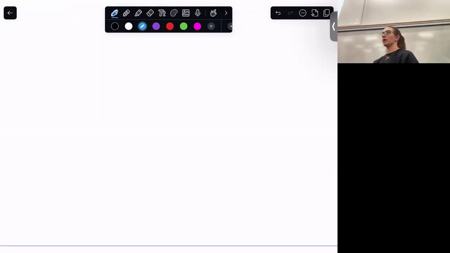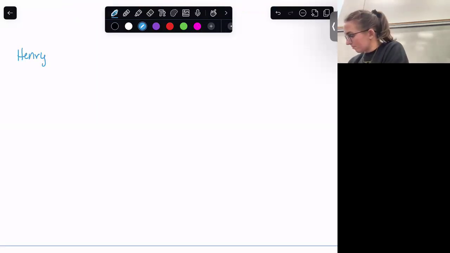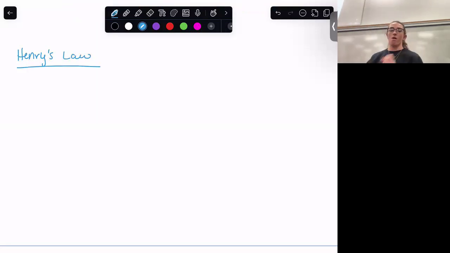We feel okay about saturated and unsaturated solutions? We know what that means. Okay. All right. So the other equation we looked at today was Henry's law. Does anyone remember what Henry's law is?